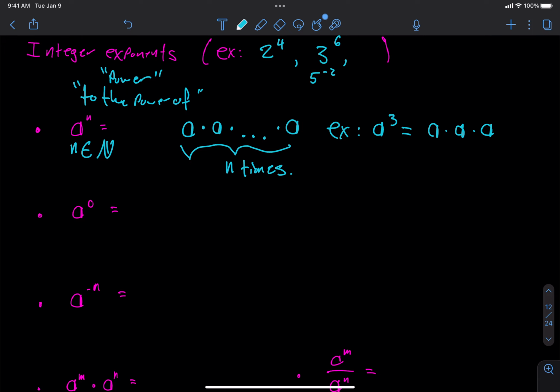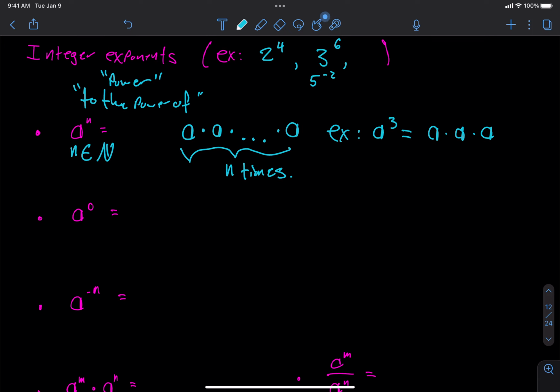How about a to the 0? What is a to the 0 going to be? I'm hearing like half saying 0 and half saying 1. Can anybody say why it should be one or the other? Every time we're doing math, we should be able to justify what we're going to say, right? So what do we think? Okay, someone's still confident in 1. Can you tell me why?